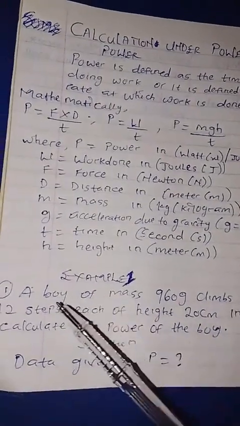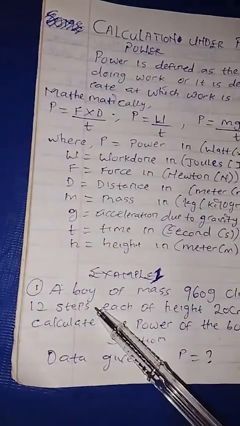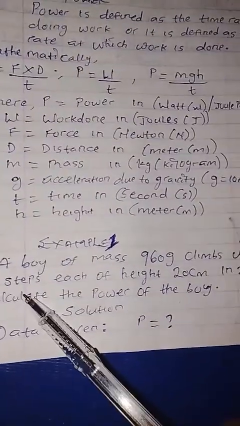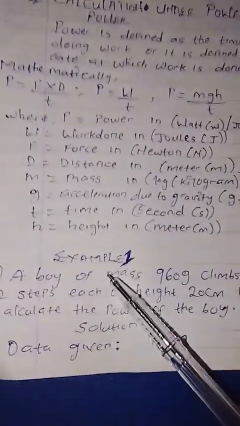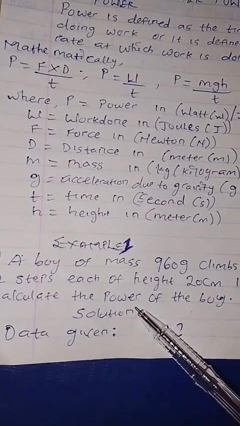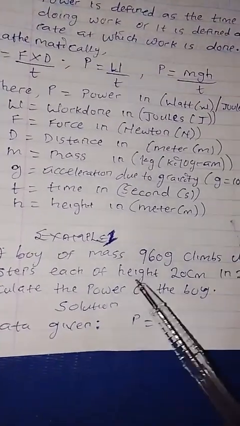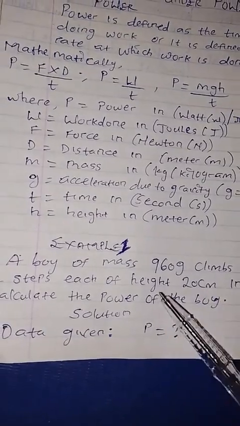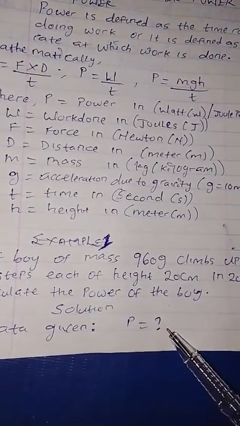Now, example, they said a boy of mass 960 gram climbs up 12 steps, each of height 20 centimeter in 20 seconds. Full stop. Calculate the power of the boy. Now, whenever you see a word problem question, the first thing you have to do is to write your solution out. Then you have to write data given. So at first, because I'm saying calculate the power of the boy, that definitely means that is what I'm looking for, which I don't know yet. So my P is equals to question mark.